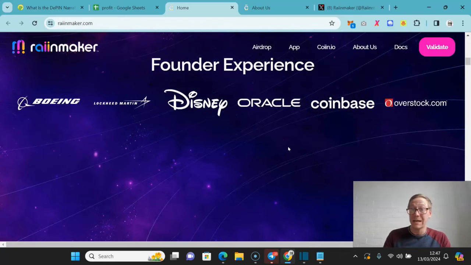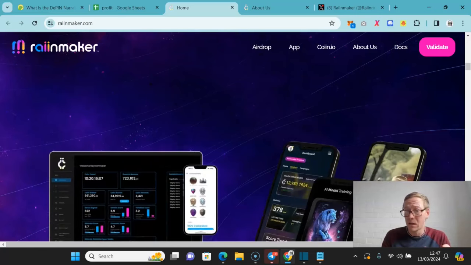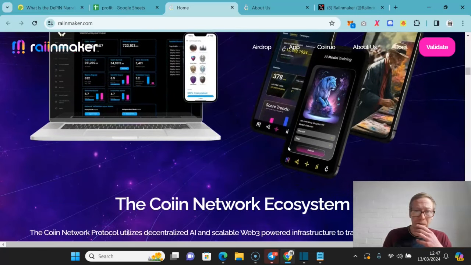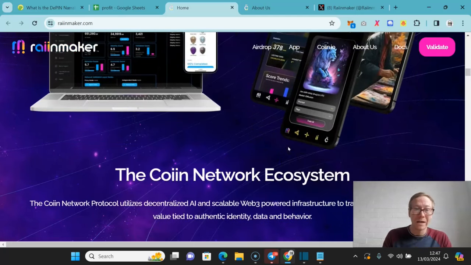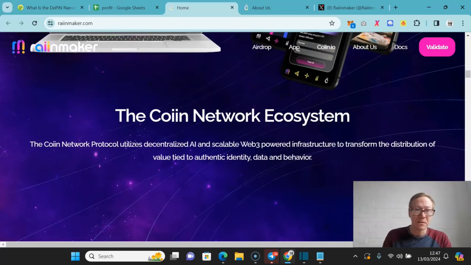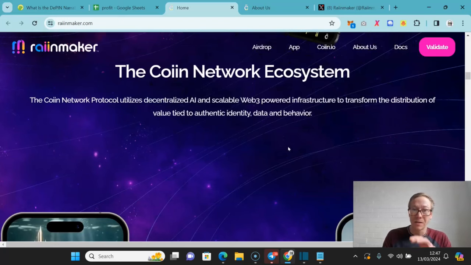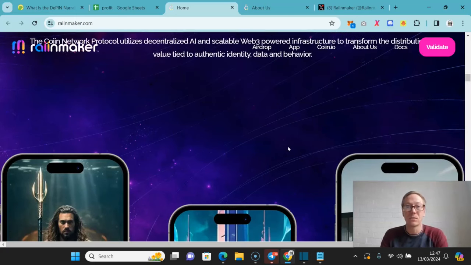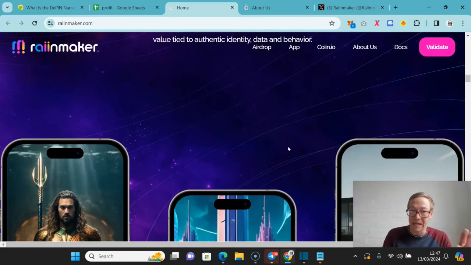Now the founders here have a hell of a resume. You've got people that work for Boeing, people that work for Lockheed Martin, Disney, Oracle, Coinbase, Overstock. Some of the advisors I'm going to show you as well are people that work for BlackRock. So it's quite the interesting premise. Coin Network Protocol utilizes decentralized AI and scalable Web3 powered infrastructure to transform the distribution of value tied to authentic identity, to data and behavior.